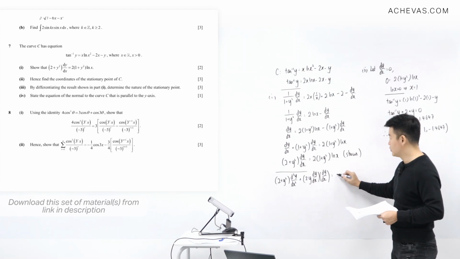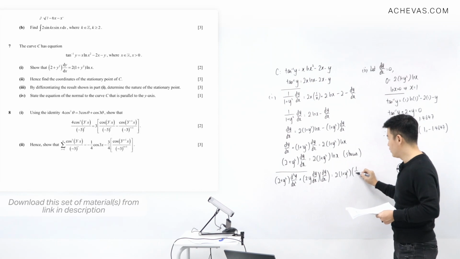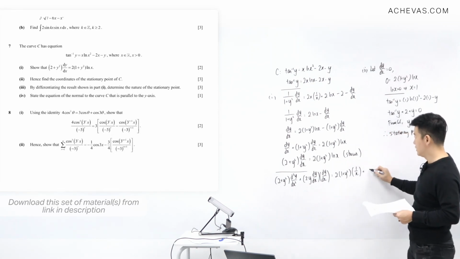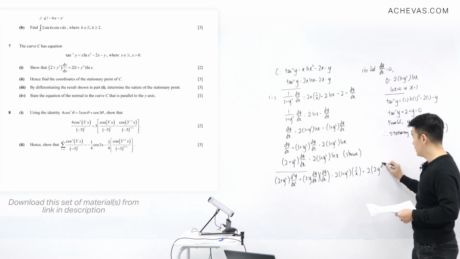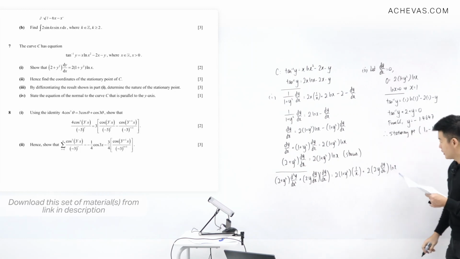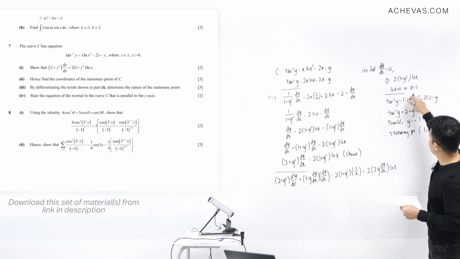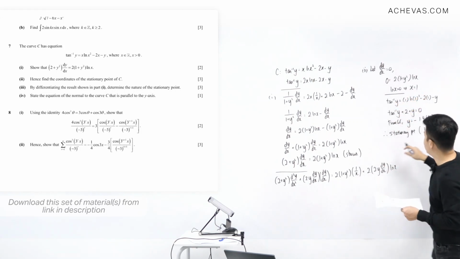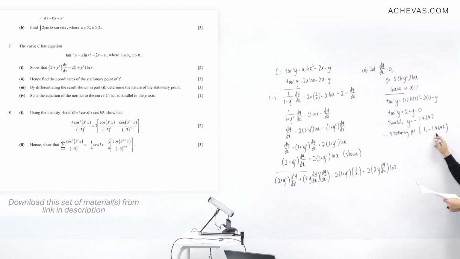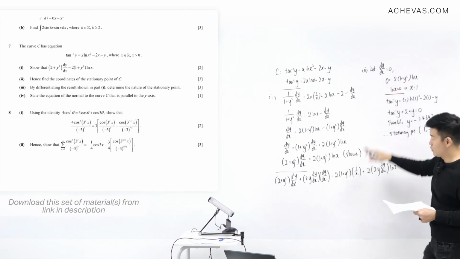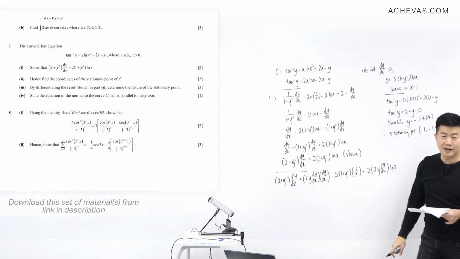Then this is going to be equal to 2 times (1 + y²) times 1/x, plus 2 times 2y dy/dx multiplied by ln x. So we have this, and we are supposed to find the nature of the stationary point, right? So we are talking about when x is equal to 1. When it is at this point, x equal to 1, y equal to this, dy/dx equal to 0, what is the value of d²y/dx²?